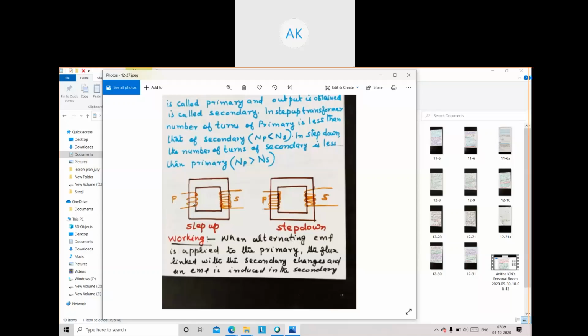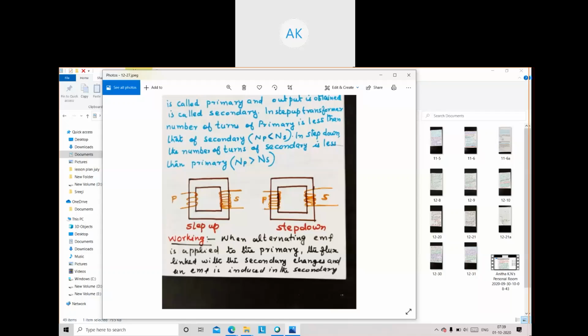So the flux linked with the primary changes, and the flux linked with the secondary also changes, because these coils are inductively coupled. That is mutual induction. Here, how does the flux change? Alternating current is sent, so the current is changing. Phi is directly proportional to I; phi equals Li in the primary, and in the secondary phi equals Mi, where M is the coefficient of mutual induction. That we have learned.